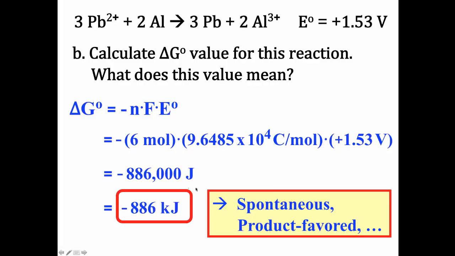Okay, so a fairly straightforward calculation, but you have to be a little bit careful to make sure you get the number of moles of electrons right, and also pay attention to units: coulombs times volts are the same as joules.